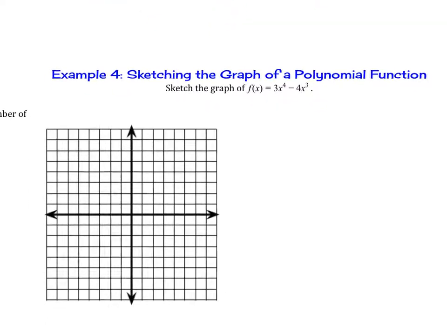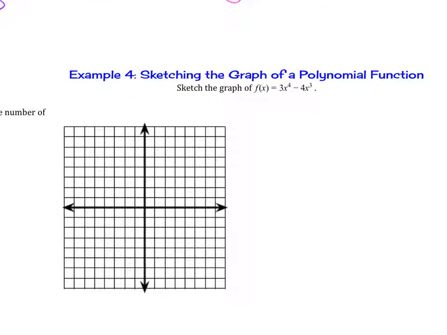So we're going to sketch the graph of this polynomial function. Sketch the graph of f of x equals 3x to the fourth minus 4x cubed. We're going to take a look at the leading coefficient test, then find the zeros, and then plug in some points to find some more pieces of the graph. So we know that it's raised to the fourth power. We know that the ends are going to go up and up. It's positive, so they're both going up. And then we're going to solve for the zeros, or x-intercepts.